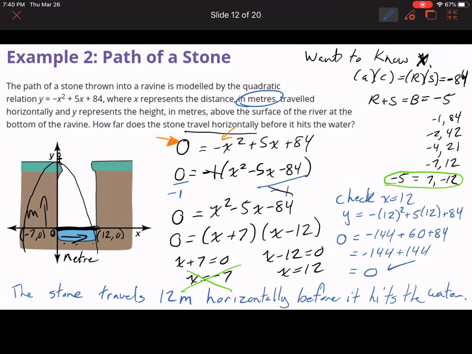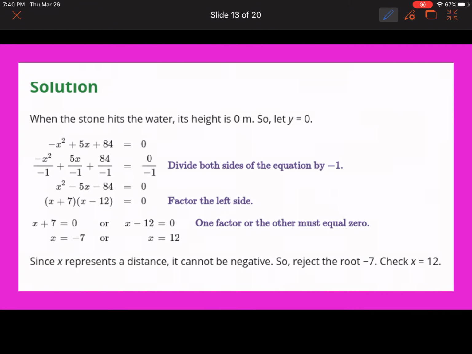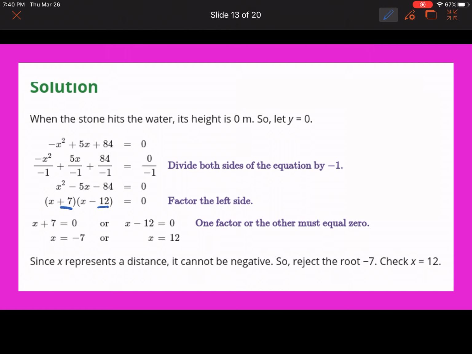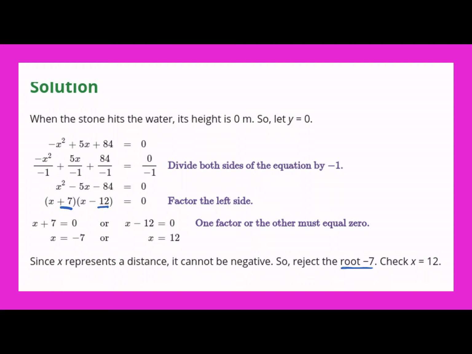All right, that's our first one. There's a textbook solution. There's them dividing out the 1. They didn't show how they found the 7 and the 12, so I want to make sure I had that in there. So we're rejecting the negative root. We're rejecting the negative root because it is impossible to have gone negative 7 meters.